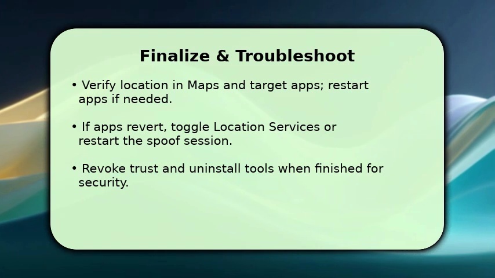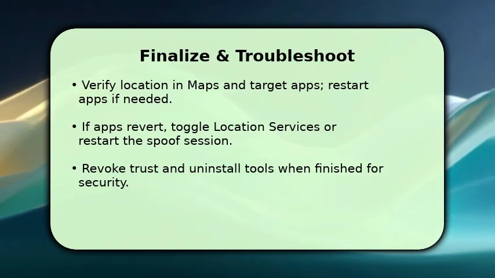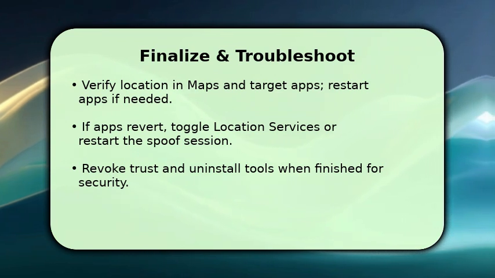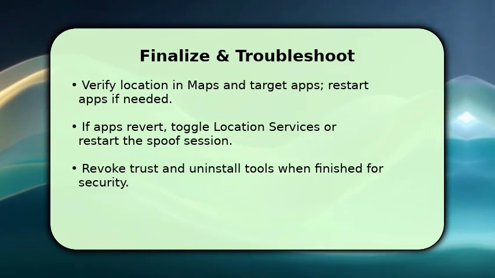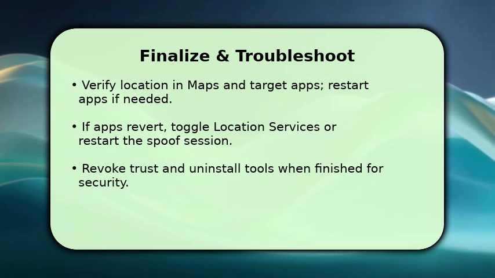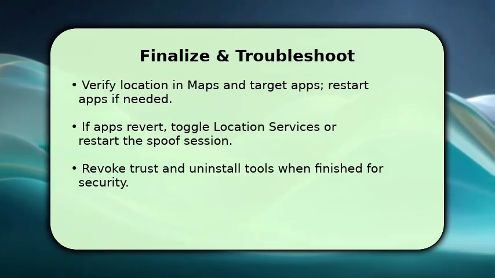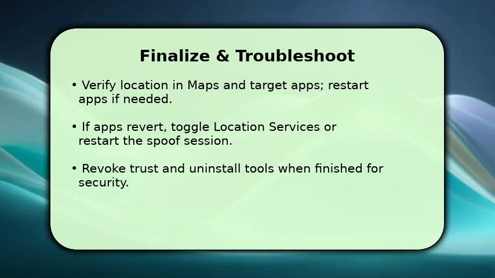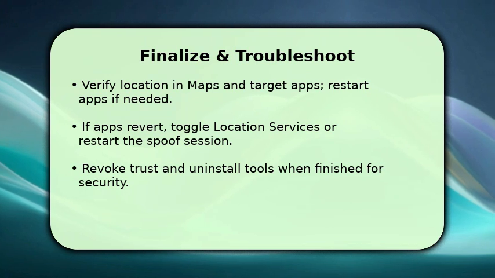You finish by confirming the new position in Maps and any apps that rely on GPS. Close and reopen those apps if they still show the old location. If an app reverts, toggle location services off and on, then relaunch the spoofing session. This forces iOS to reevaluate permissions. If problems persist, restart the phone or reconnect the computer.